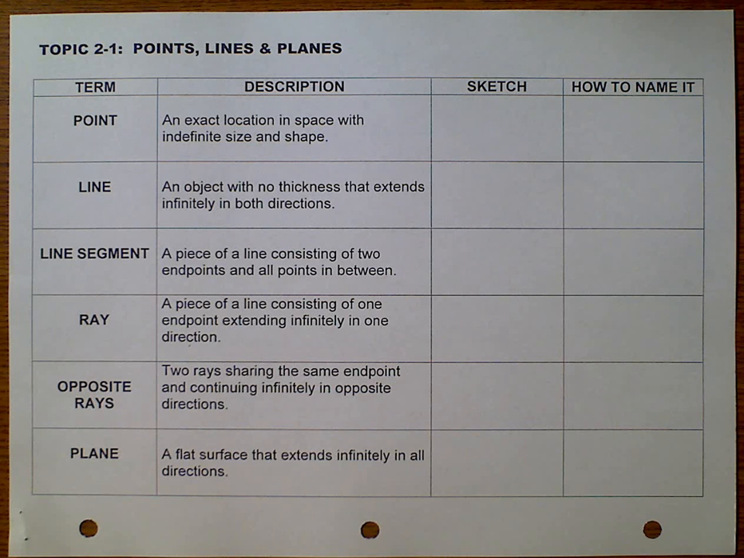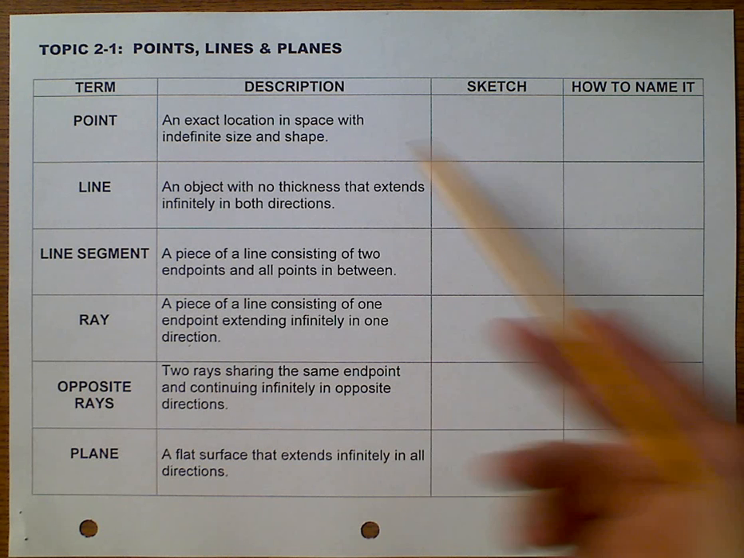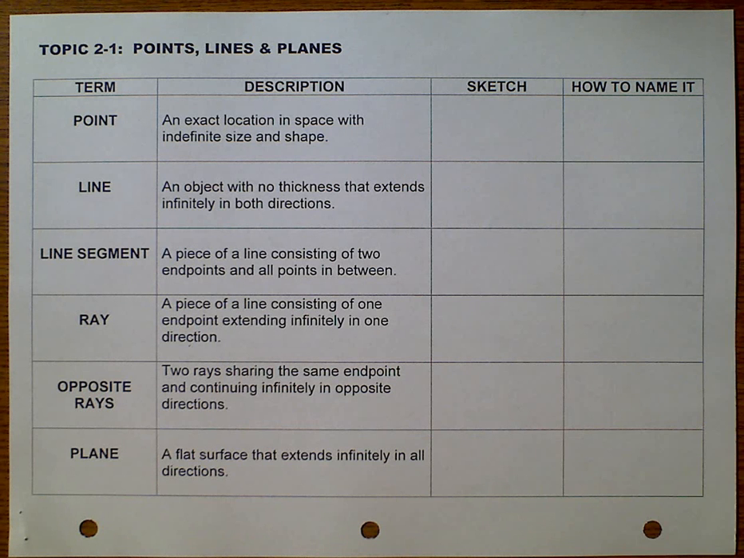Hello class, this is Geometry Topic 2-1 over points, lines, and planes. So this topic is just about getting some vocabulary down. So I'm going to go over each one. The description's already written, and we want to do a sketch. And how do we name these? How do we write this down?